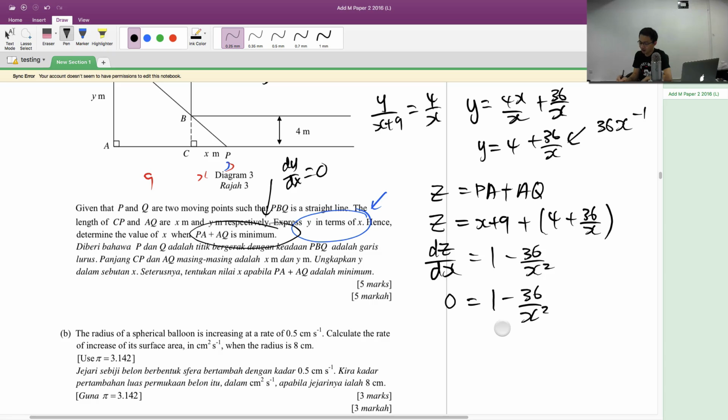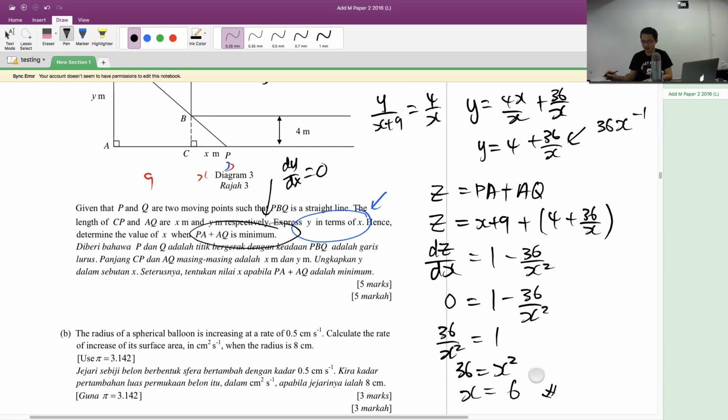And then I will solve this one, so 36 over x squared equals 1, so x squared equals 36, and x equals positive or negative 6, but I will only write positive 6 because x is the length. I will never write negative for length. Alright, this is how we find the minimum value of x.